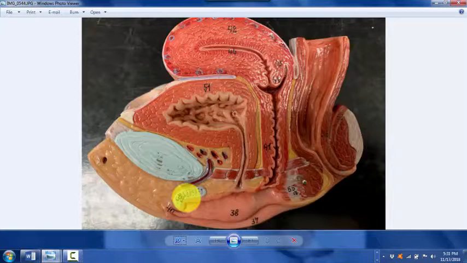I did not take a picture of mammary glands or the areola or the nipple. So I can show you that when I get back. There's a couple of these I'm missing. But that's all the female parts.